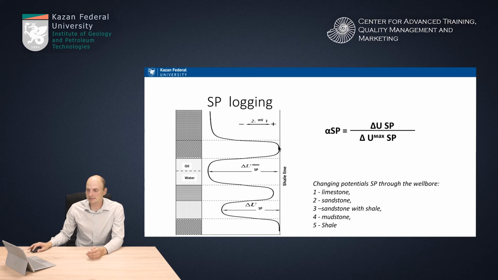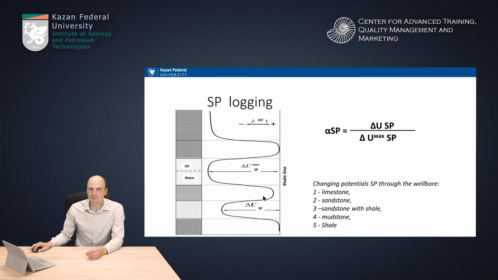We know that the maximum readings of the SP correspond to shale, while the minimum readings correspond to clean rock, most likely sandstone. Because we know that the maximum readings are shale, we can draw this line that we call the shale line. And here we get the minimum readings. The amplitude between the minimum readings and the shale line is called the delta U SP maximum.